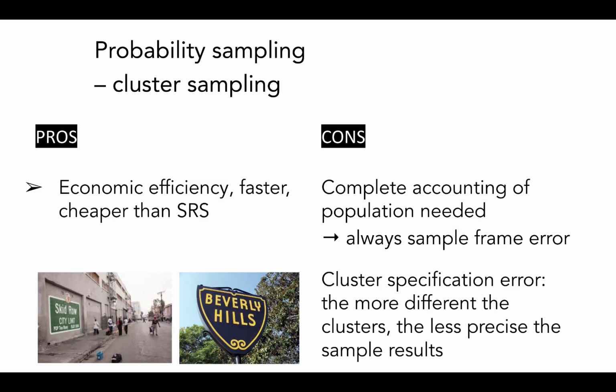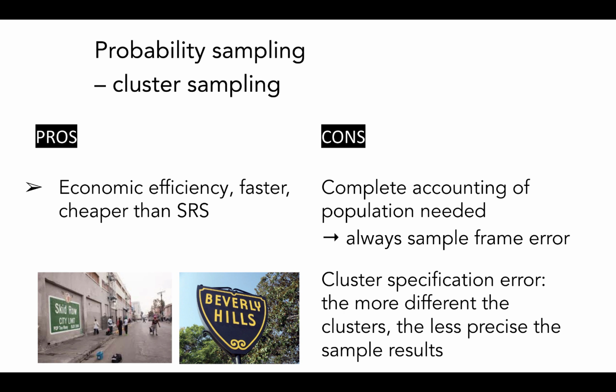The benefit of cluster sampling is that it's much more economically efficient, faster, cheaper than simple random sampling. The downside is that you still need a complete accounting of the population, so you need some sort of master list or register with every unit of the population, so you'll always have some sample frame error, which is the case with any probability sampling method. But in addition, there's that caveat of a cluster specification error.